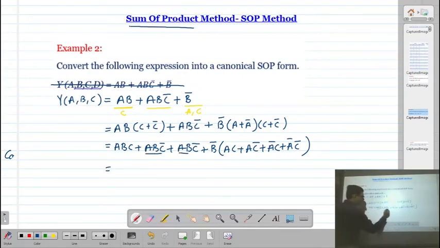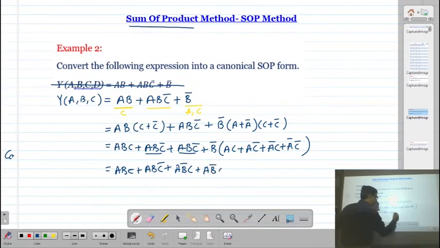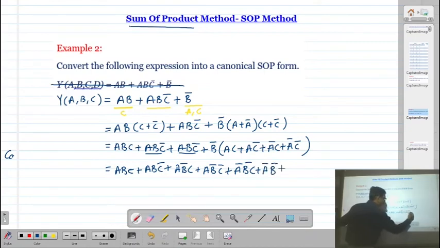Now you can see this term is going to be duplicate. The same term is there, so you don't have to write it two times, only one time. That is ABC plus ABC bar, and then here you take the B bar inside the bracket, then we have AB bar C plus AB bar C bar plus A bar B bar C plus A bar B bar C bar. Correct? So this is a canonical SOP form. Now you can see every term contains all the variables A, B, C either in complemented form or in uncomplemented form.